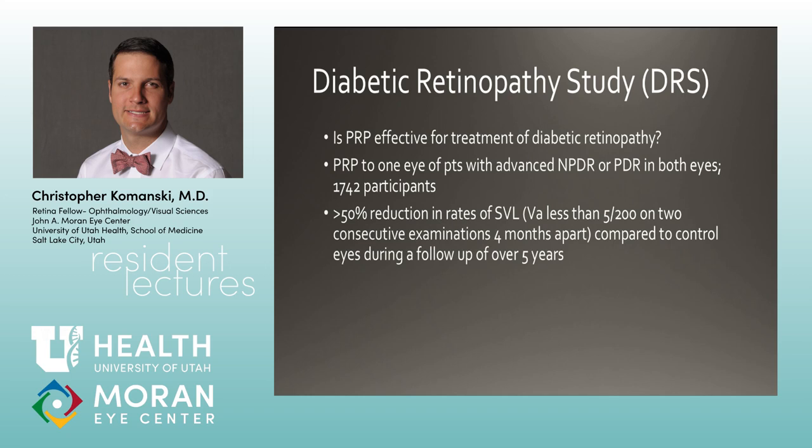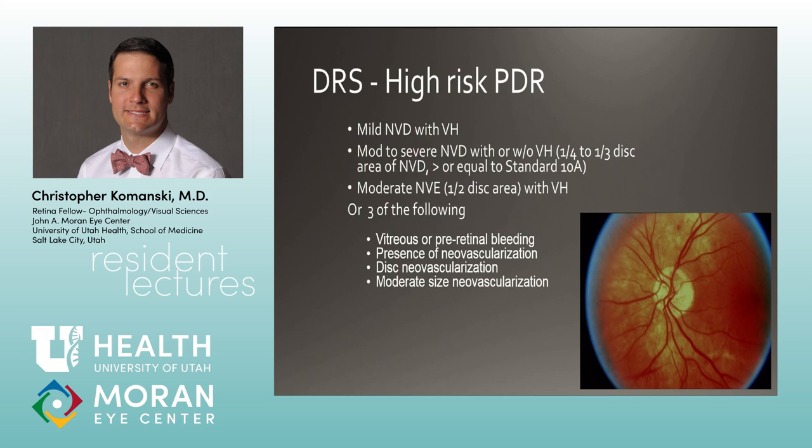What they found was a greater than 50% reduction in the rate of severe vision loss. As we talked about, in the population we're looking at, people who are 20 to 65, severe vision loss can be dramatically life-altering for them and their whole family. So that was pretty amazing.